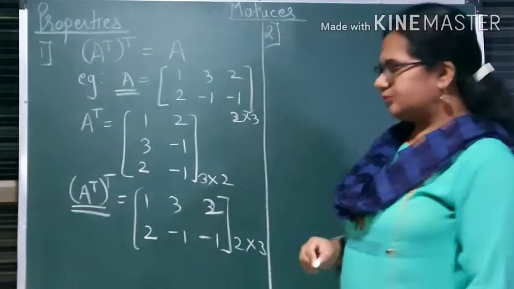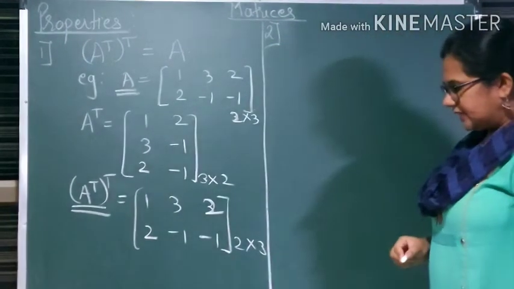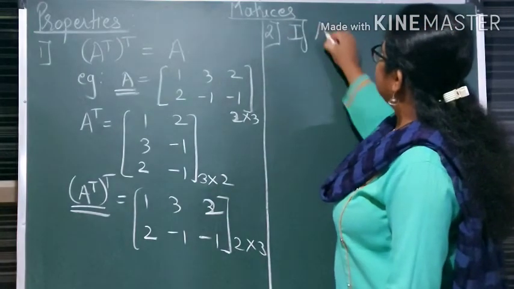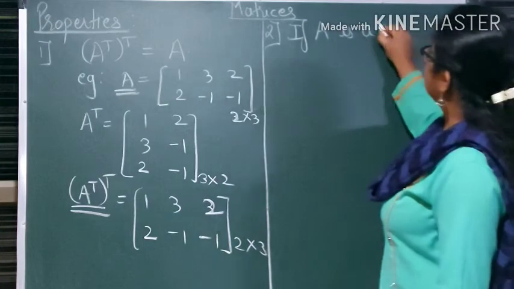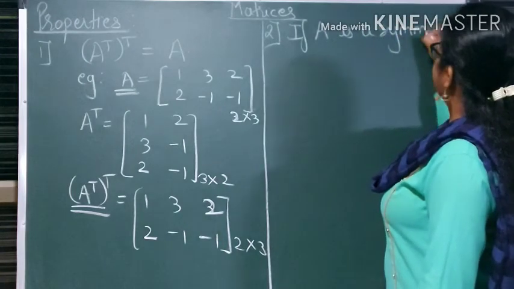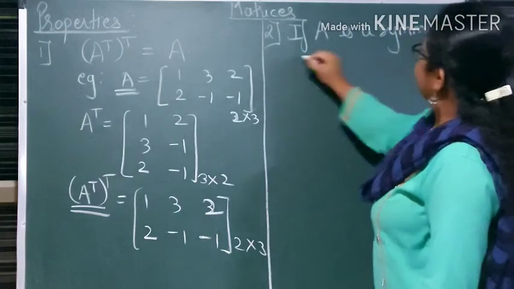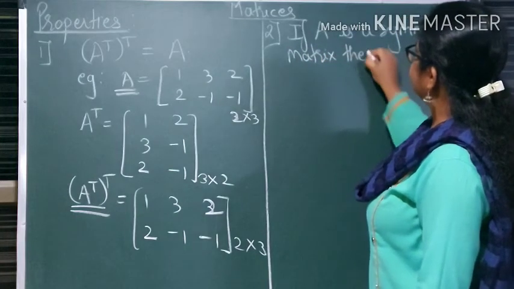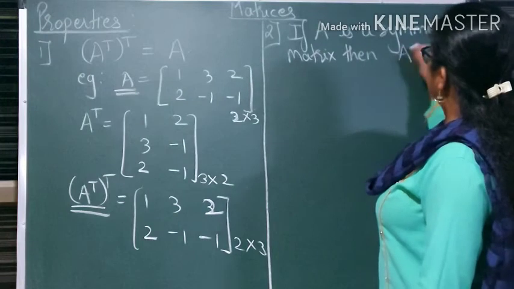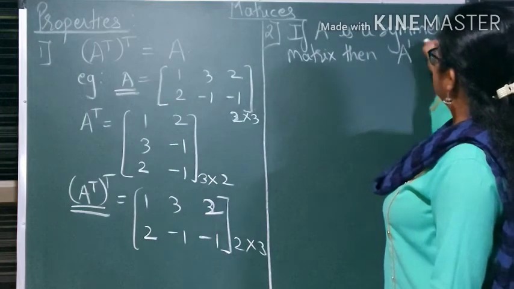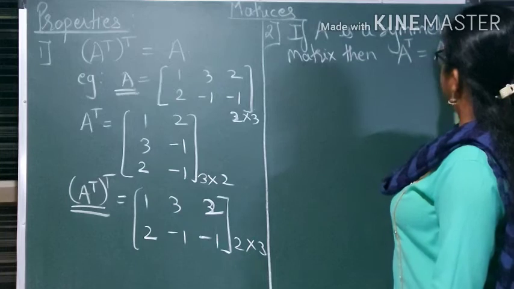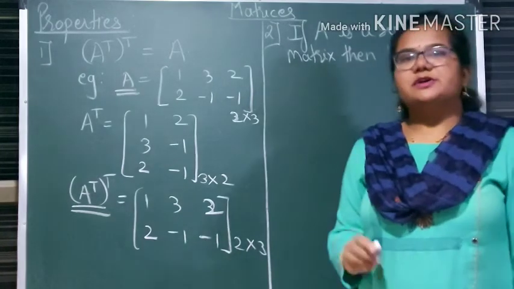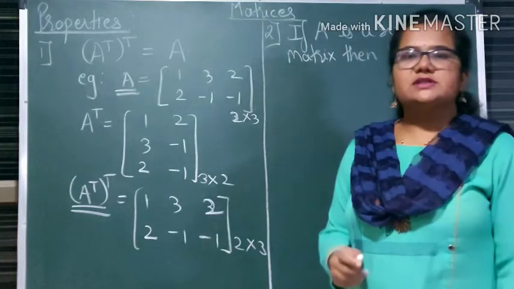Now what is the second property? The second property is that if A is a symmetric matrix, then A transpose is equal to A. So if A is a symmetric matrix, then A transpose is equal to A.